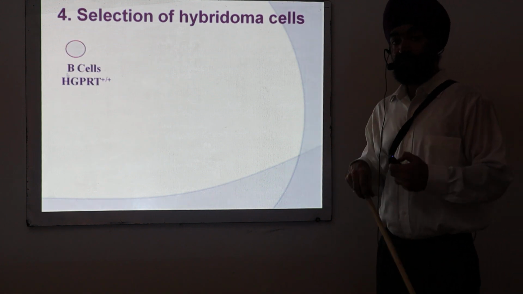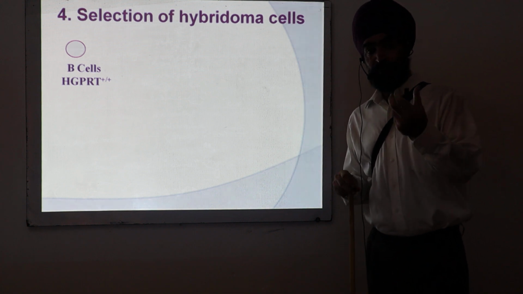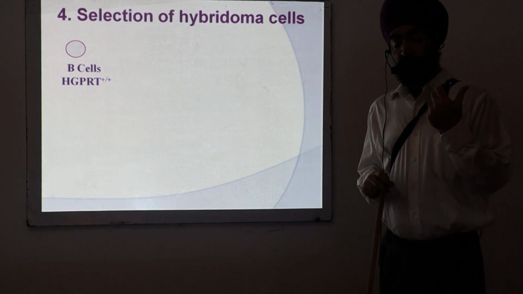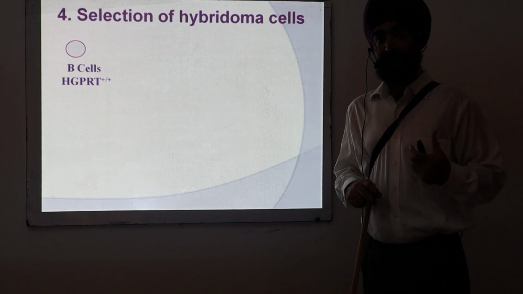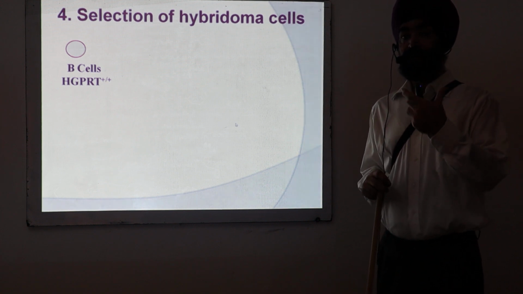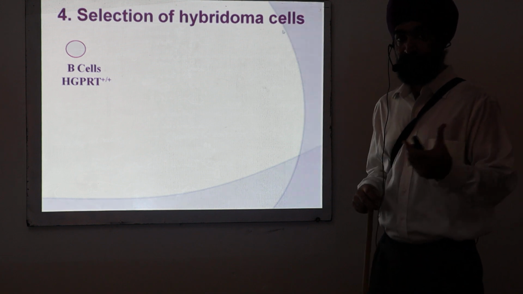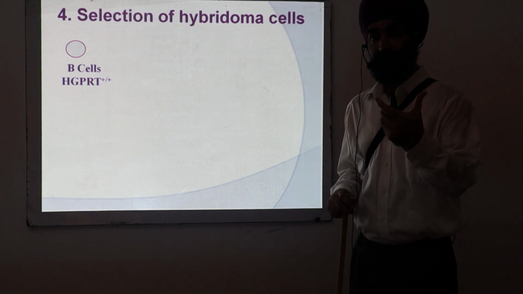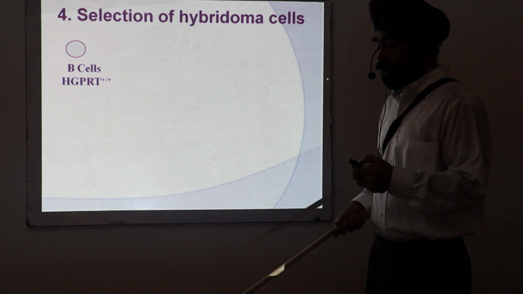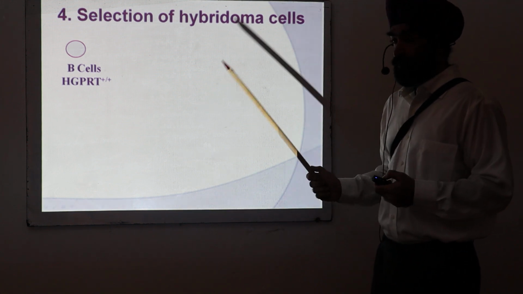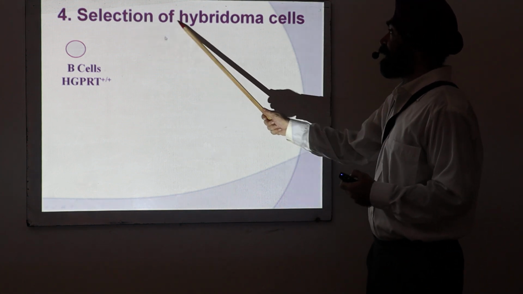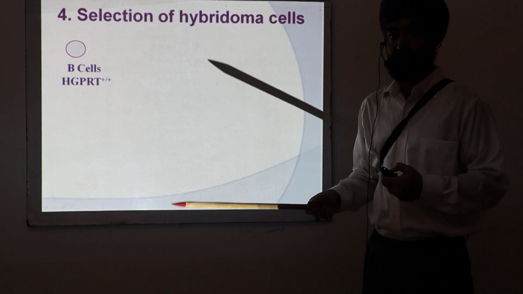Now, after you have done the fusion, you have obtained the hybridoma cells. But the point is whether you will take all the hybridoma cells or only the desired kind of hybridoma cells. Obviously you will not take all these cells, you want a certain desired kind of hybridoma cells. So what is that? I will explain that. That is the selection of the hybridoma cells. What kind of hybridoma cells are required?